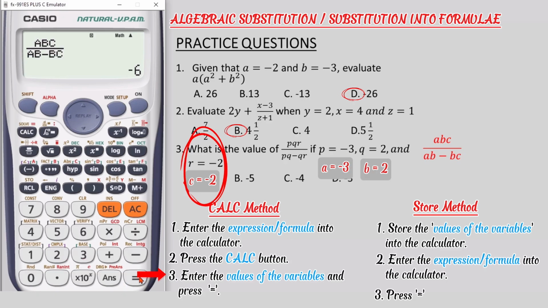So the calculator will automatically substitute the values of A, B, and C into the expression. So we have -6. This means the answer to the third question is A. Try out the store method and see if you will arrive at the same answer. Make sure you follow the procedure that I have already taught you, and don't skip any step.